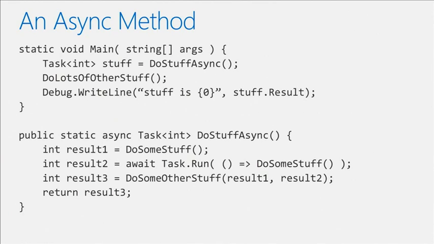It returns a Task with an integer Result property, and it's declared with the async keyword. Now that async keyword is contextual, so if you use it in the signature of a method, that's the async keyword.